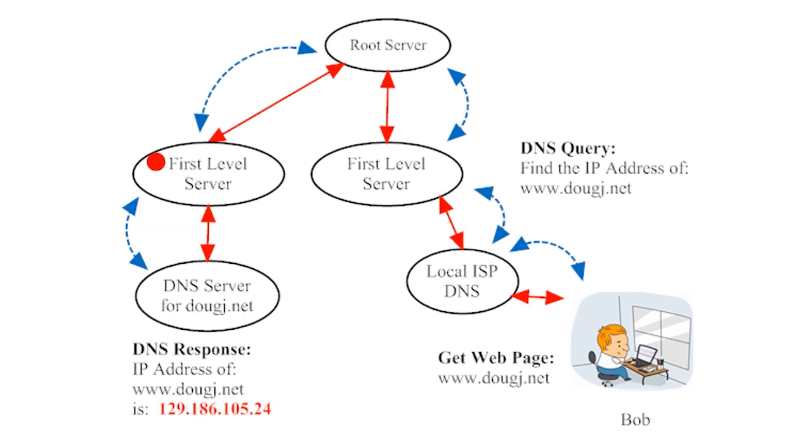The root server might send the request back down the tree to a different lower-level DNS server, which might eventually send the request to the local DNS server for dougj.net. If this domain name exists, then the local DNS server will definitely know its IP address. In this case, the requested IP address is 129.186.105.24. The IP address gets sent back through the network of DNS servers. And eventually, it makes it back to Bob's computer.